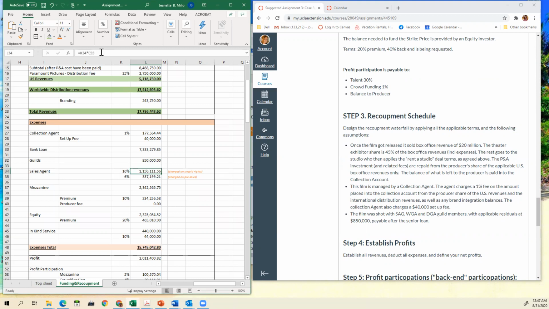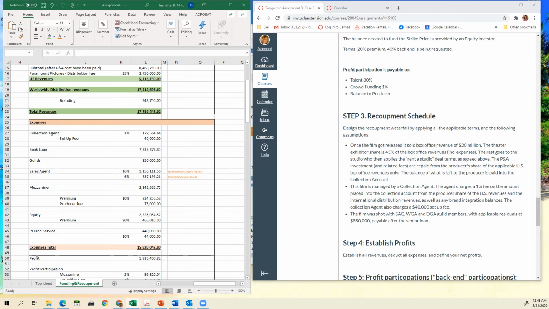The sales agent gets 16% on unsold rights, and then the 6% that was still owed from the pre-sales. Correct? Here we go. So we're paying 6% and we're paying 16%. So now the mezzanine is being paid back here. Obviously, we have to pay a premium to the mezzanine. Then the mezzanine lender, I believe, also wanted a producer fee paid. So we're going to put that in here so that we're paying the producer fee now. So that should take care of that.